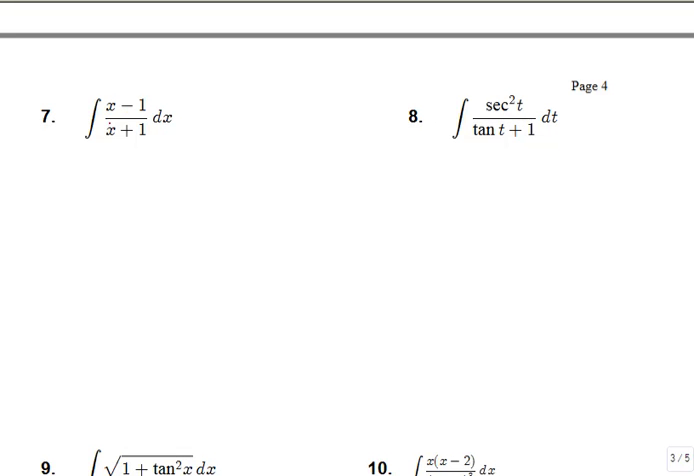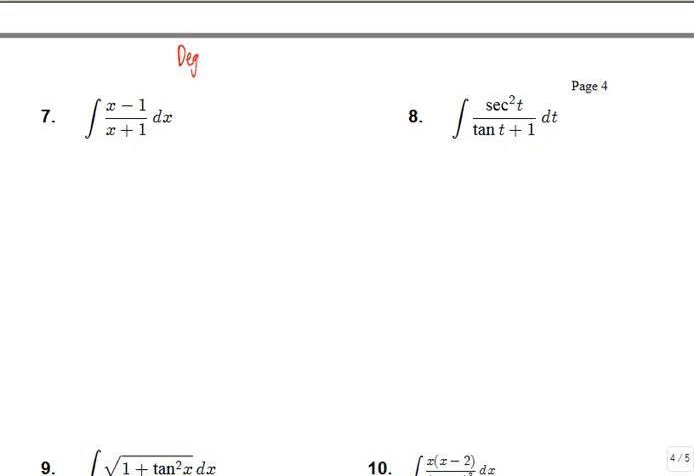So what you want to notice about this one is that it's what we call a rational function. It's a polynomial over a polynomial. What you want to notice is the degrees are the same on the top and the bottom. So when that happens, that means you can usually use long division to reduce this. So here's a new strategy.